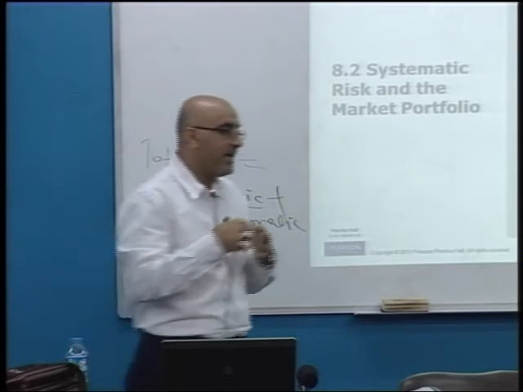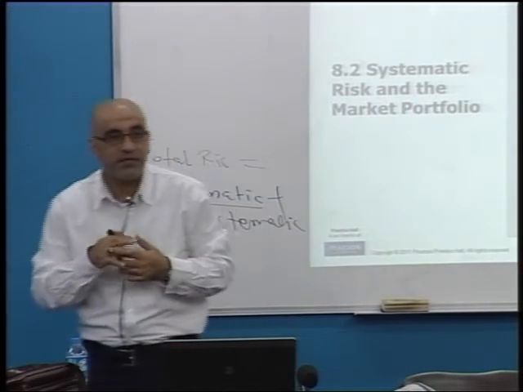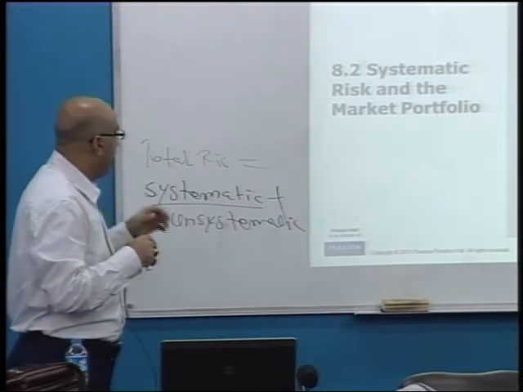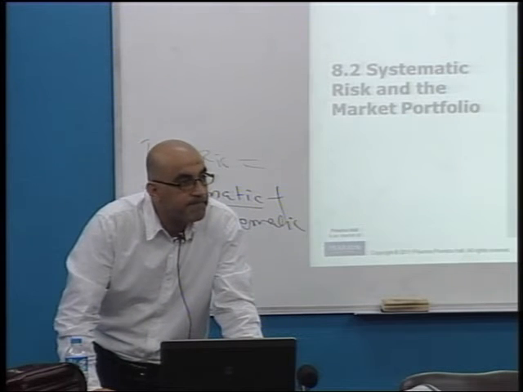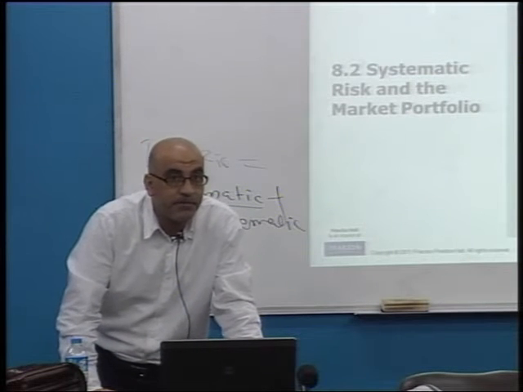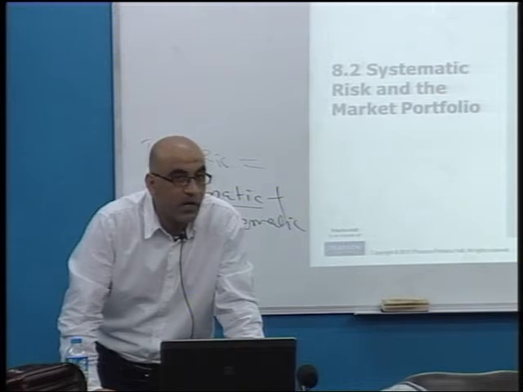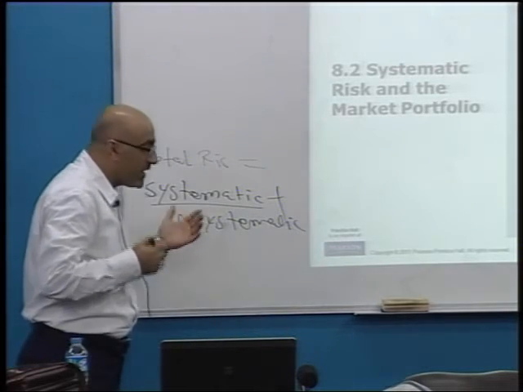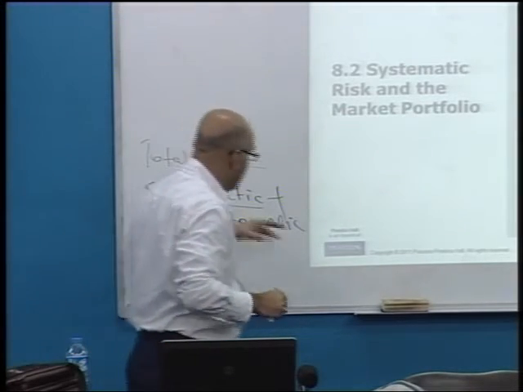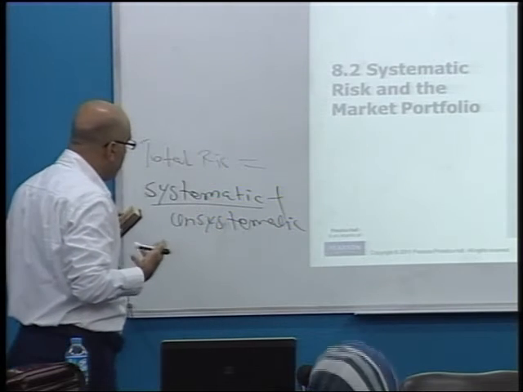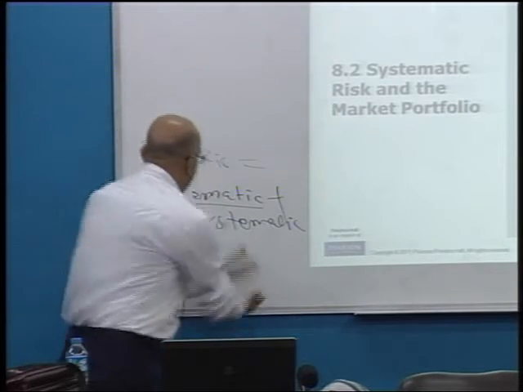Unsystematic risk is the risk related to the individual company. Systematic risk, we cannot eliminate it away. It is non-diversifiable risk. However, unsystematic risk, we can avoid it, we can eliminate it. We will see what it means from the practical point of view, the systematic risk and the unsystematic risk.